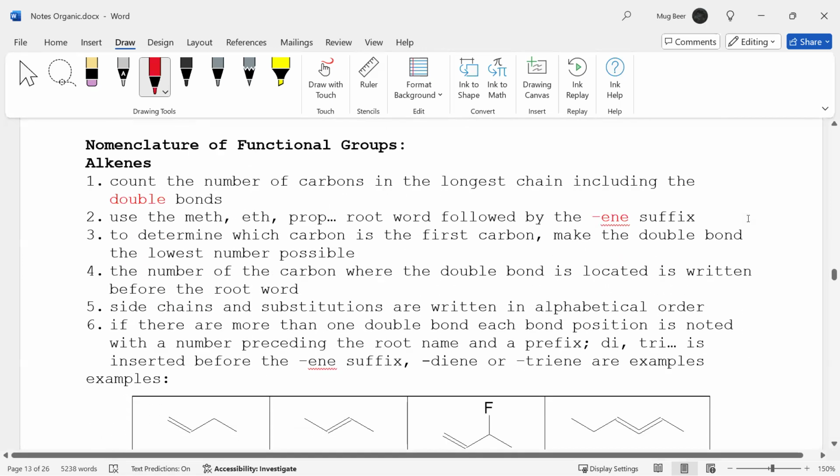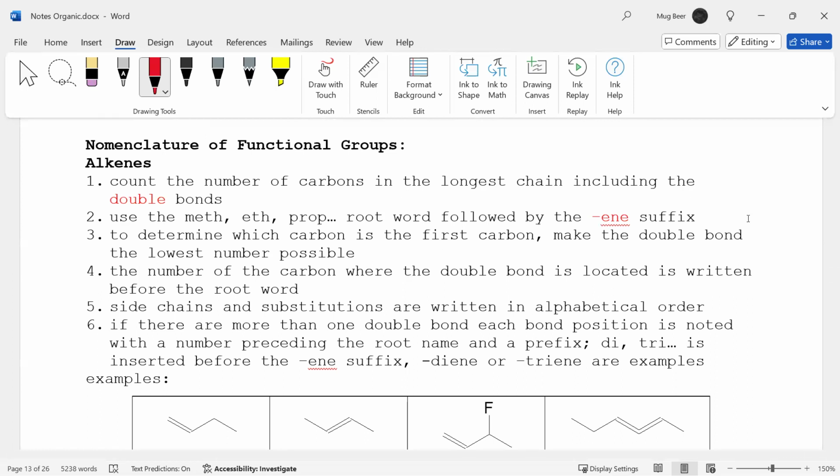All right, so we're going to go through and talk about the naming, the nomenclature associated with functional groups. The first one we're going to talk about is probably the easiest, alkenes. When you see ENE, that's letting you know that somewhere in that molecule, there's a double bond. It could be more than one double bond, but there has to be at least one double bond.